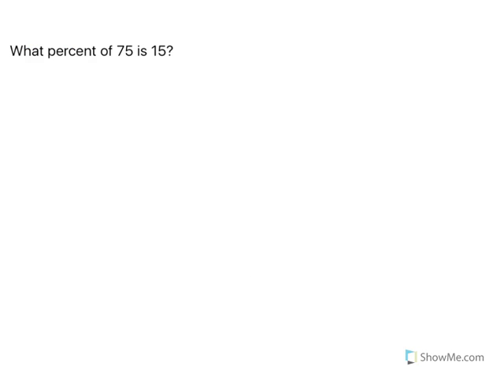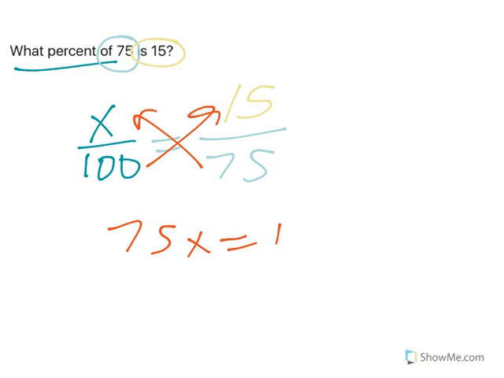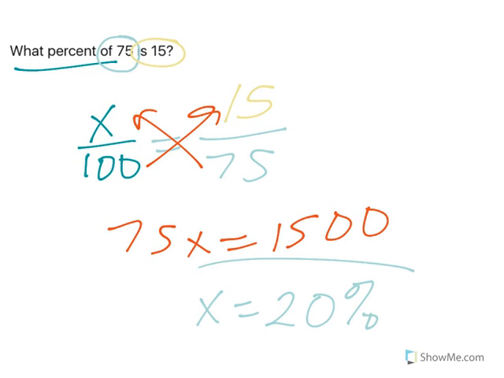Okay, let's go to the next one. It starts with what percent? Well, that's x over 100. Of 75. Of goes on the bottom. Is 15. Is goes on the top, right? Is over of. Cross multiply. 75x equals 15 times 100. Divide both sides by 75 because it's in front of x, and you end up with 20%. I know it's percent because the original problem was what percent.